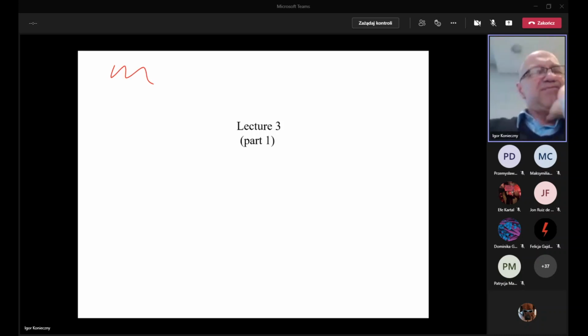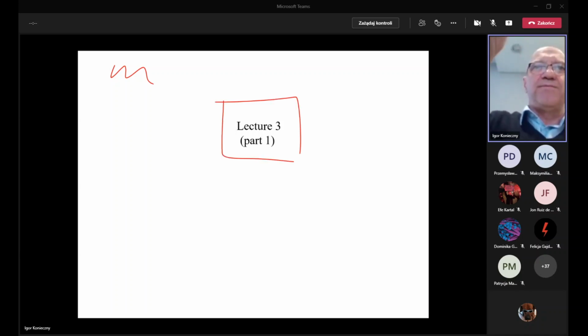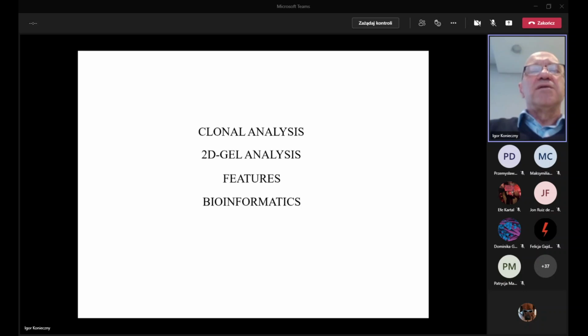Zobaczymy, jak dalej pójdzie. Także zaczynamy wykład trzeci. Może na wstępie zrobimy małe podsumowanie, po polsku i po angielsku. So, previously we just talked about the replicon model.